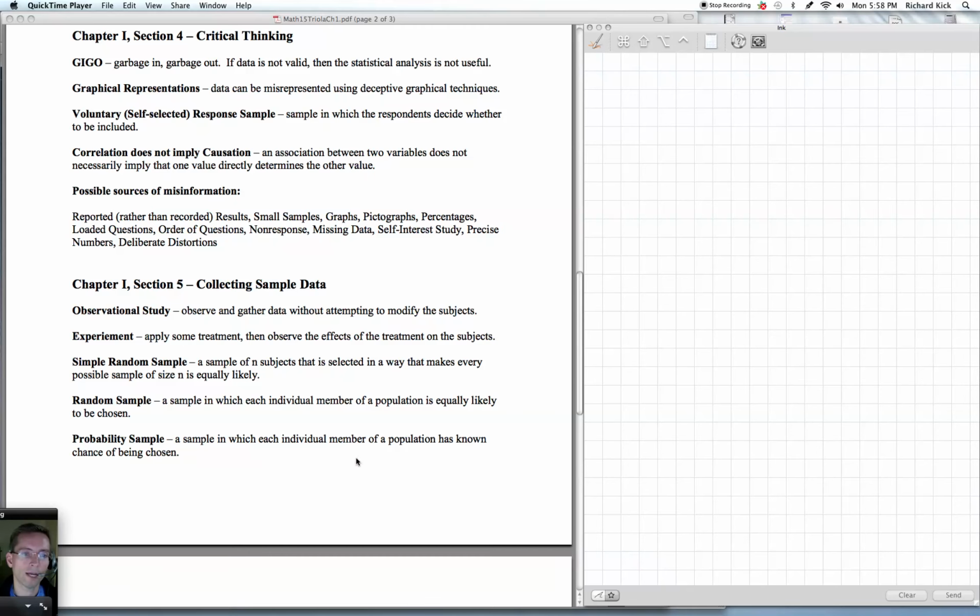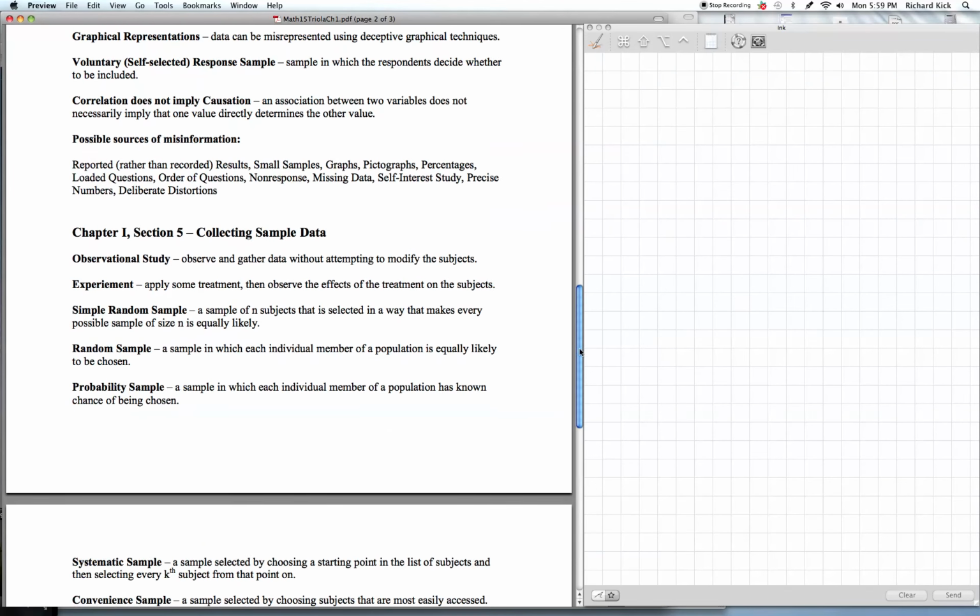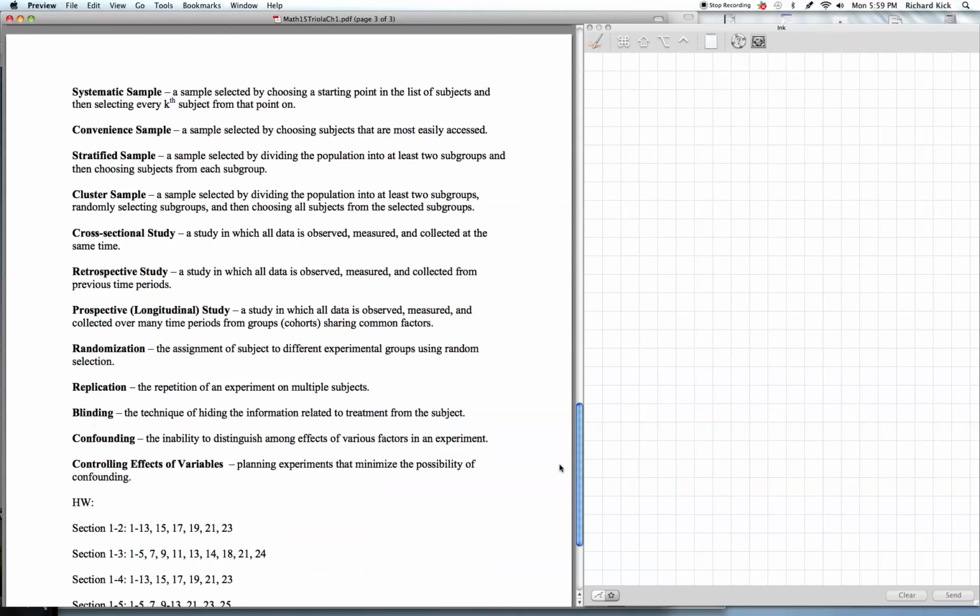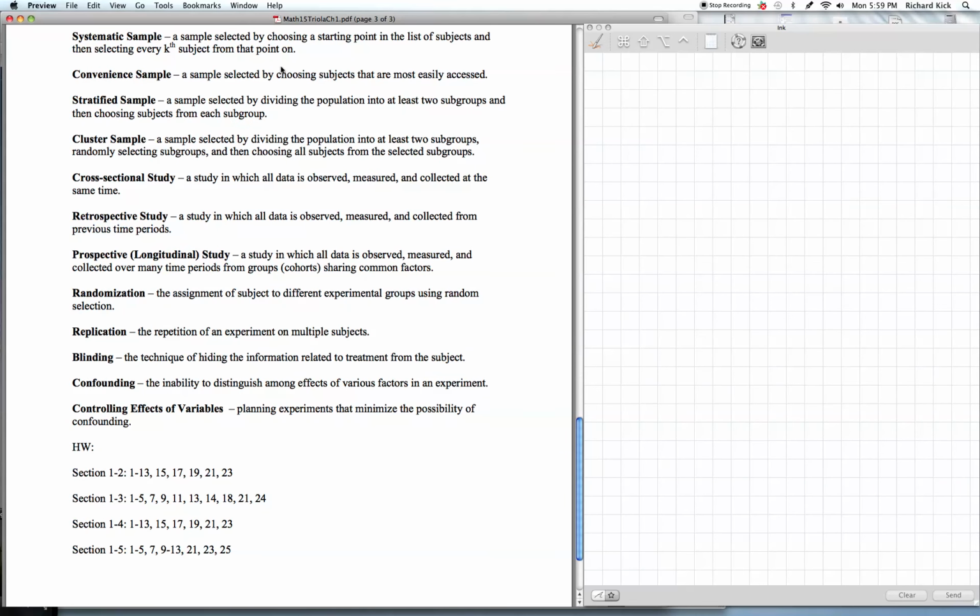But if you have a loaded die, maybe 1 or 2 of the numbers are going to occur more often than the others. And as long as you know the probability that each of those is going to occur, we could call that a probability sample, gathering the information from that die. A systematic sample is a sample selected by choosing a starting point. So I have this collection of data. I'm going to choose some place to start, and then from there I'm going to choose every kth element. So maybe I'll choose every 10th or every 25th, and that's how we will systematically select my subjects.